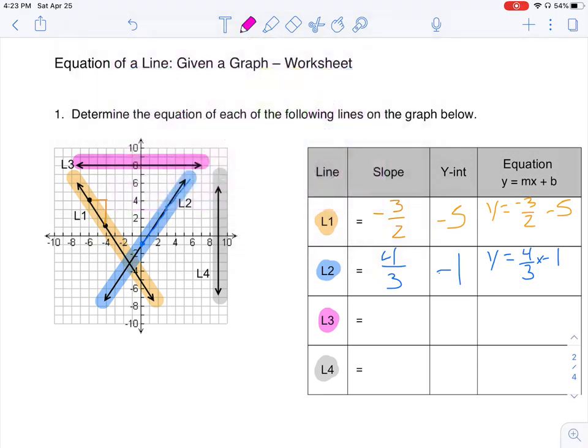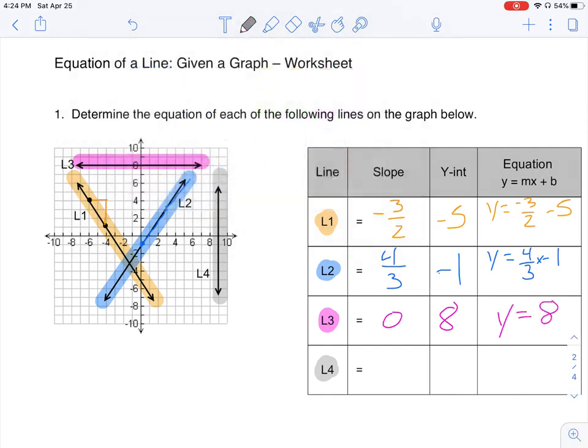Third line. It's a straight line. Is there a slope? Does it change in direction? Does it go up or down? No, it doesn't. So the slope in this case is 0. What is the y-intercept? Pardon me. So where does this line touch the y-axis? It touches it at exactly 8. So the y-intercept is 8. The equation of this line, well, there is no slope, so it is y equals 8.